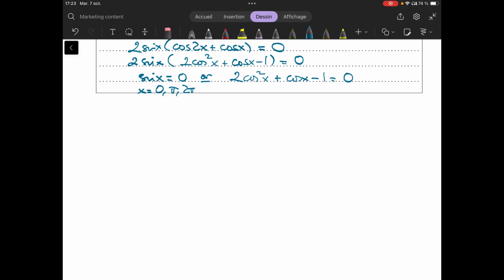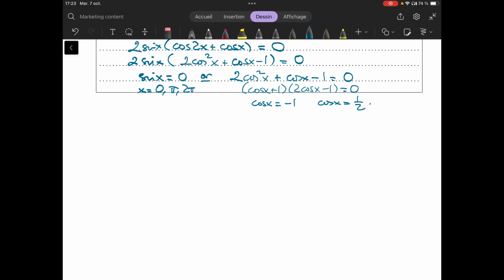On the right-hand side, 2 cos squared plus cos minus 1. Factorize this. You should get cos x plus 1, 2 cos x minus 1. So cos x is equal to negative 1, or cos of x is equal to 1 by 2. There are various ways to solve this equation. Personally, I prefer to sketch the function out. You can also use the unit circle. Whatever works for you. Cos x equals negative 1 occurs when x is equal to pi.